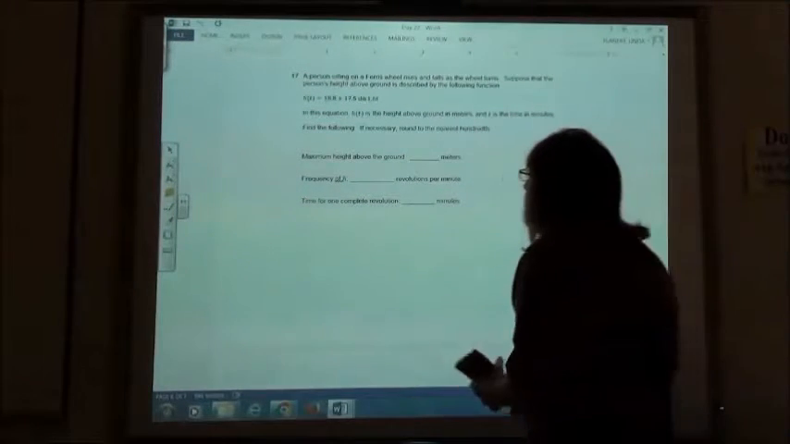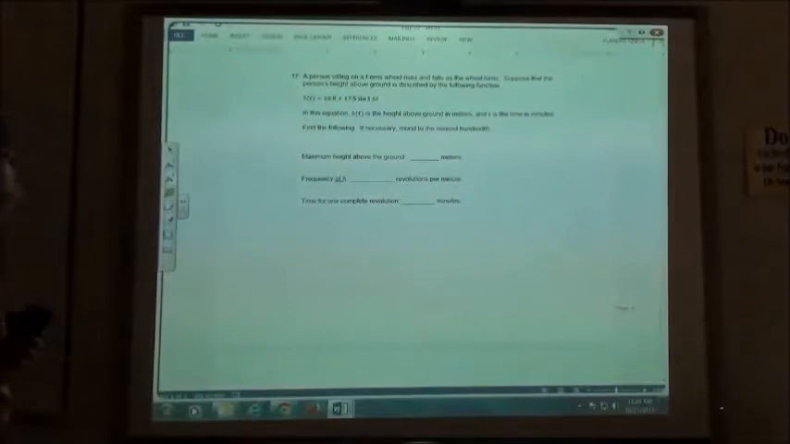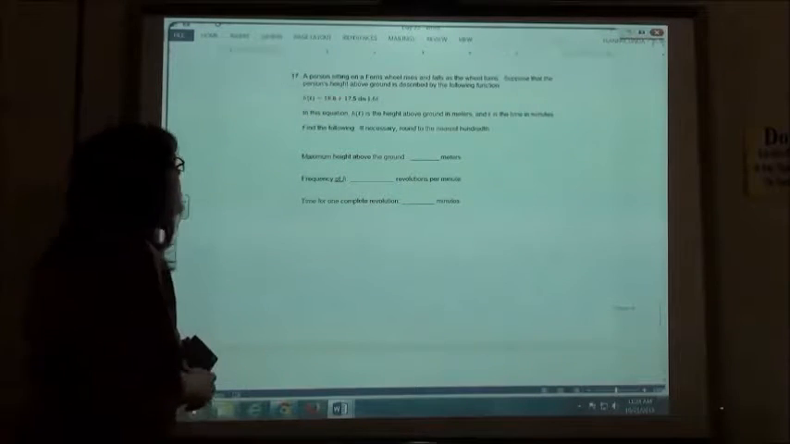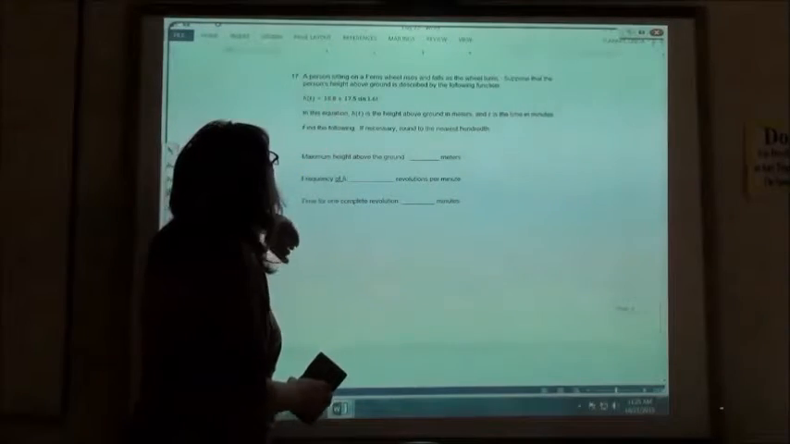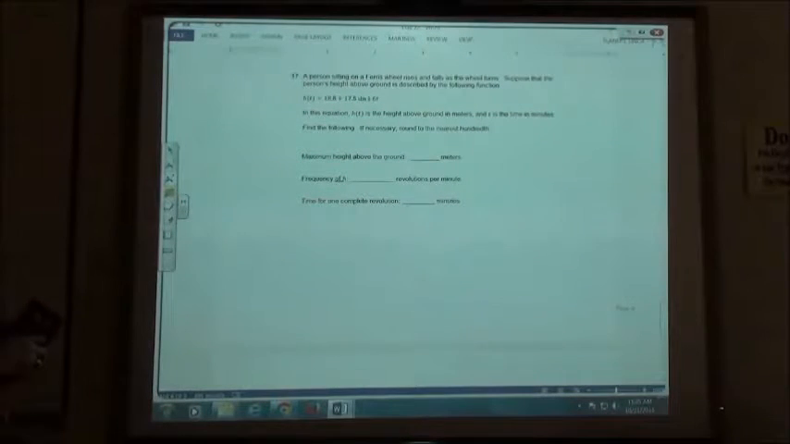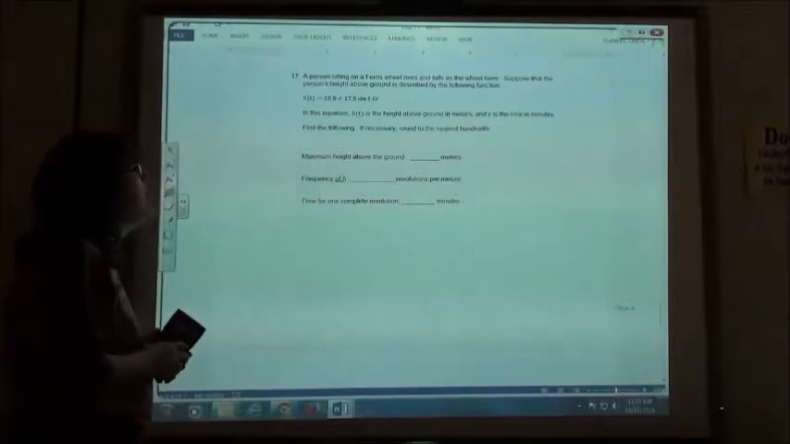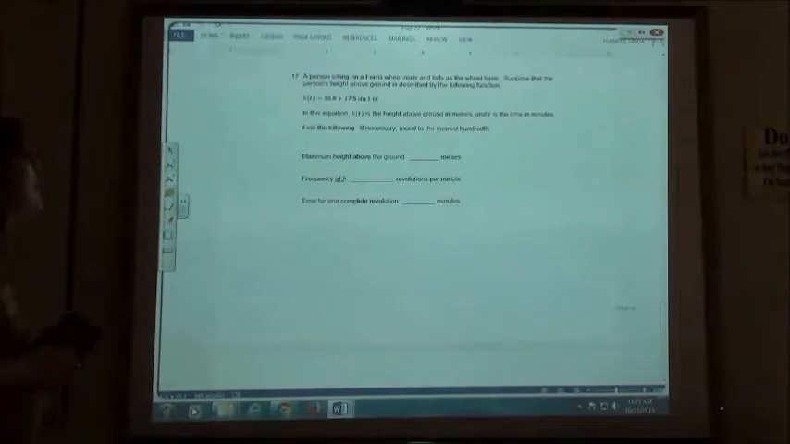Number 17 says, a person sitting on a Ferris wheel rises and falls as the wheel turns. Suppose that a person's height above the ground is described by the following function. So we have 18.8 plus 17.5 sine of 1.6t. In this equation, the height above ground is in meters, and t is the time in minutes.